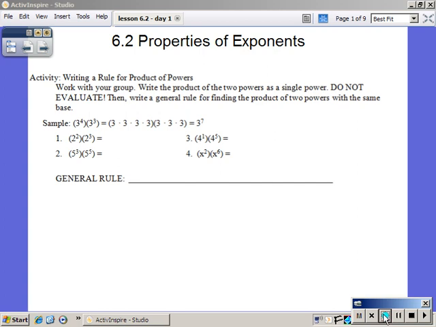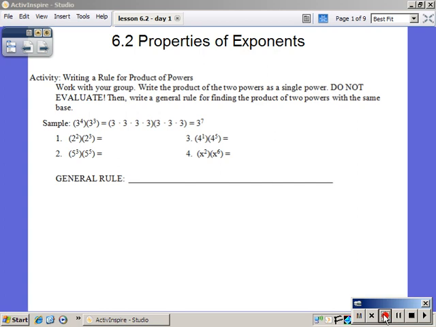Within our next section, we are going to look at properties of exponents. In each one, we will somewhat discover it for ourselves, and then we'll pull that together and talk about what that property really says. In the activity, it says to write the product of the two powers as a single power, not evaluating them. So look at the sample.